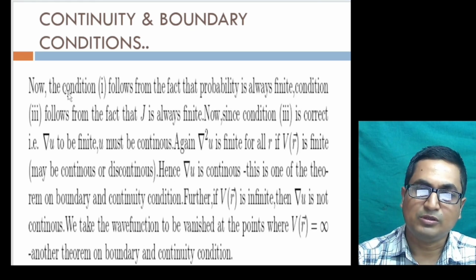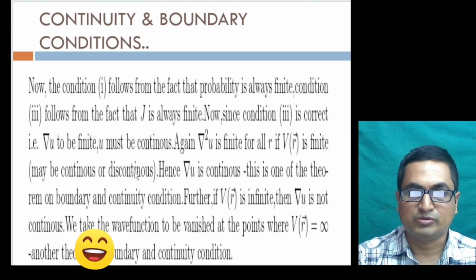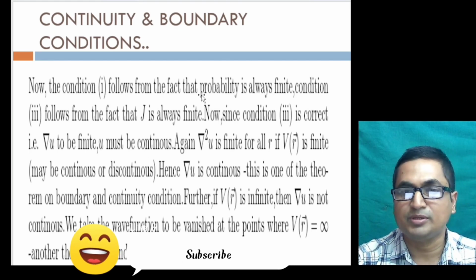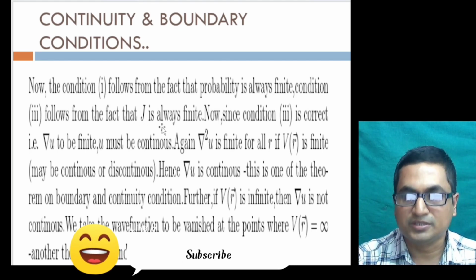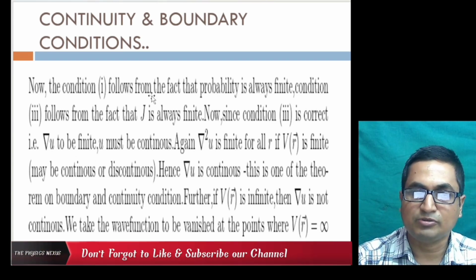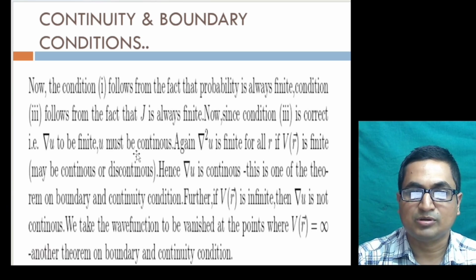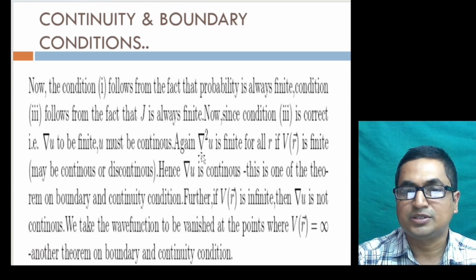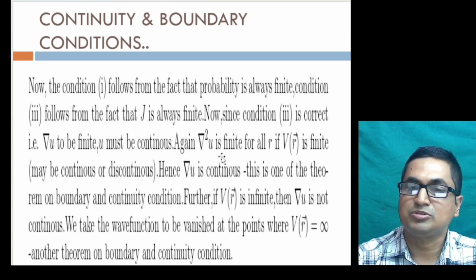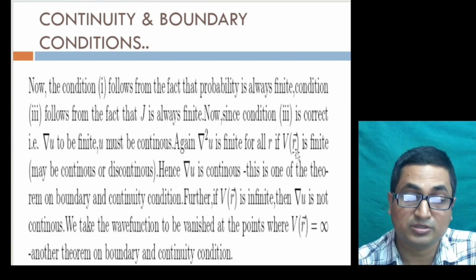So all these conditions 1 to 5 follow from the definitions of these things, from the probability definition, from the current density definition, as well as following from one condition to another, just like this. If this is finite, then this is continuous, which is condition number 3, and this is condition number 4 because this is finite. So for this to be finite, we must always remember that V(r), the potential, must be finite.